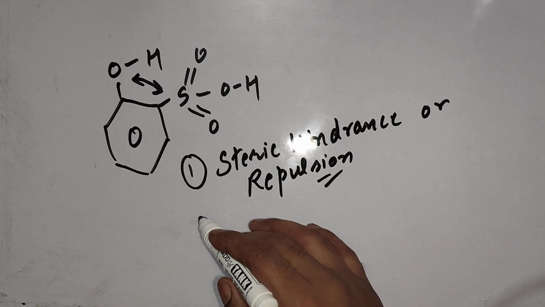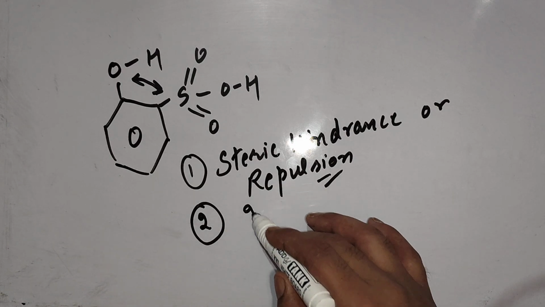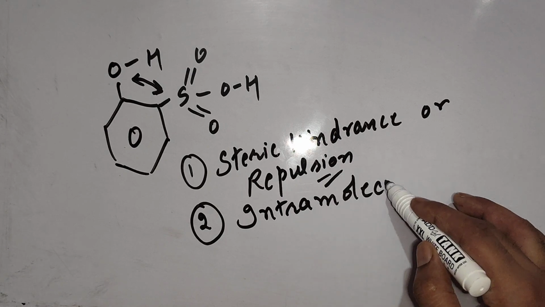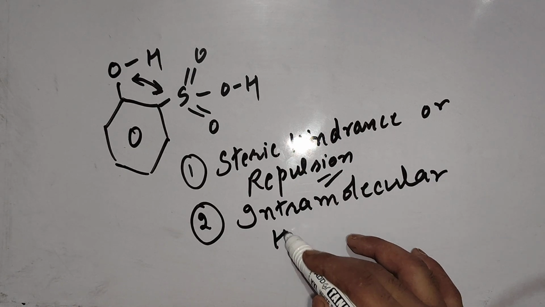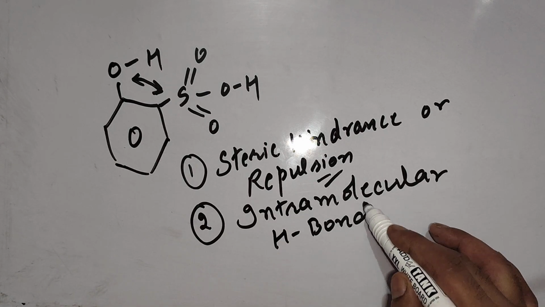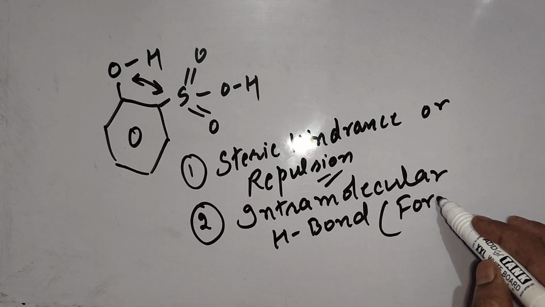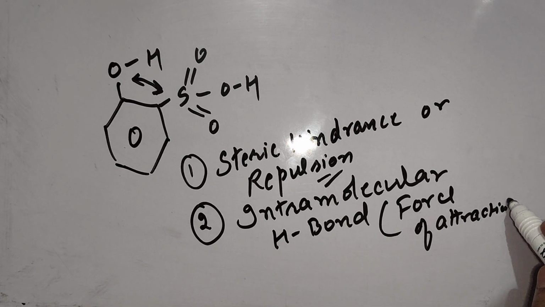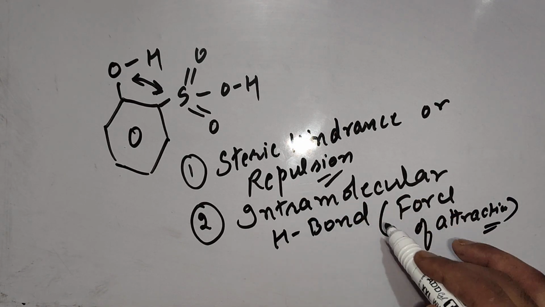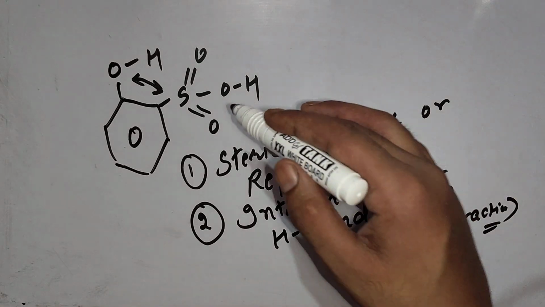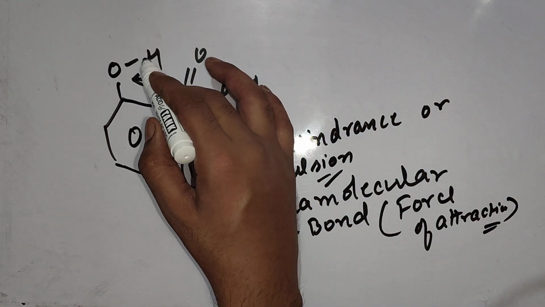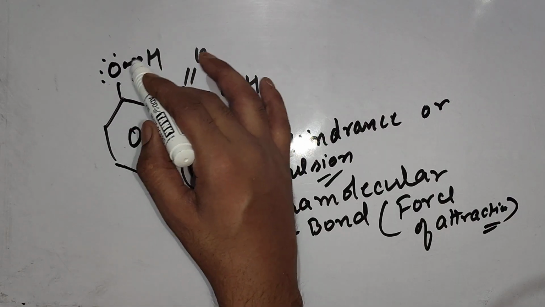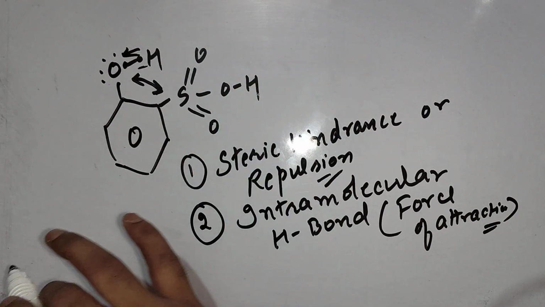So the first factor which is working here is steric hindrance, which will try to bring these molecules away from each other. Second factor is intramolecular hydrogen bond, or simply you can call it force of attraction. If repulsion is there, a second opposite factor is there, attraction. How? Check. This hydrogen which is connected with this oxygen, as you know, oxygen is highly electronegative as compared to hydrogen. So these electrons are transferred toward oxygen.